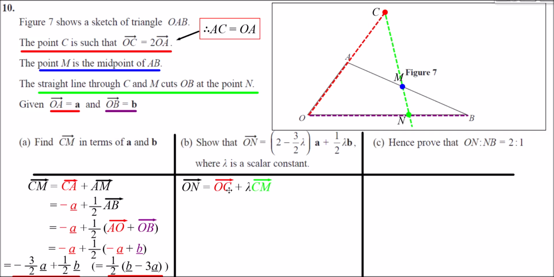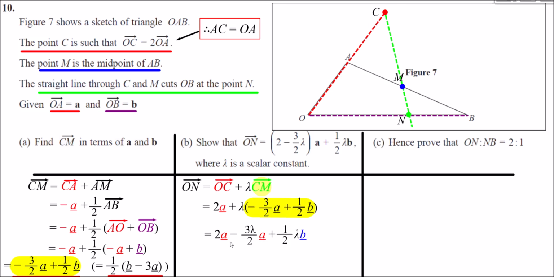So then just let's think about what OC is. Well, OC is of course 2 lots of A, but CM from before, we can use this expression here. So CM is the same as this over here. So therefore O to N is 2A plus lambda lots of CM, which is this expression here from part A. If I now expand all this out, times everything in the brackets by lambda, I now get this result. I get 2A minus 3 lambda over 2 lots of A plus half lambda lots of B. My target is this here, so I need to factorise out any coefficient of A and any coefficient of B.